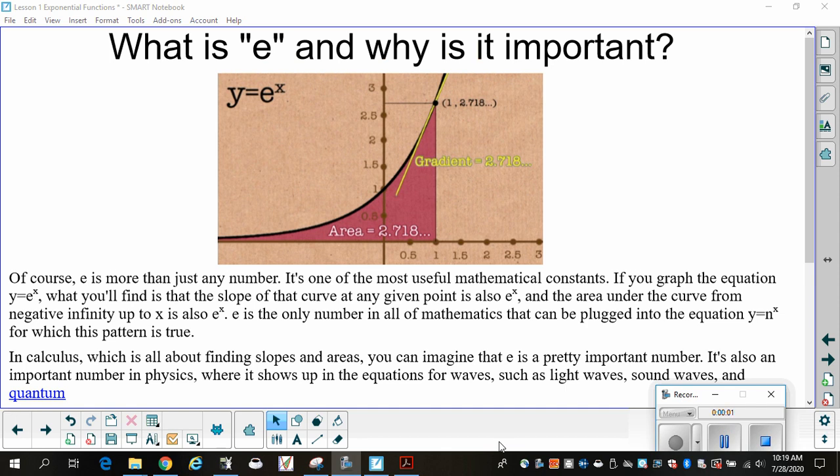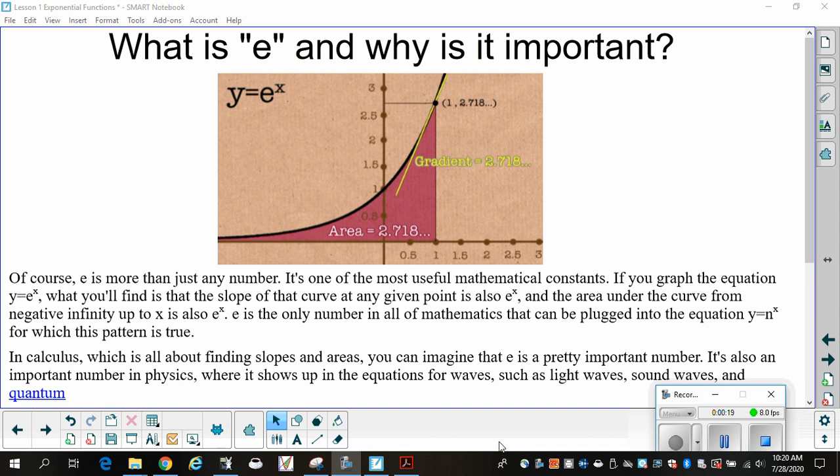Final portion of Unit 12, Lesson 1. This is going to focus on what is e, which is the base of the natural log. It's a number, it's a constant, it's a mathematical constant. It's also called Euler's constant, and we're going to look at why it's important.